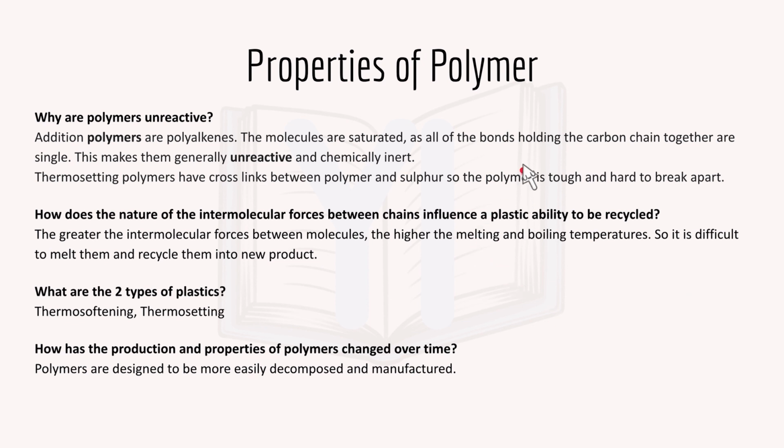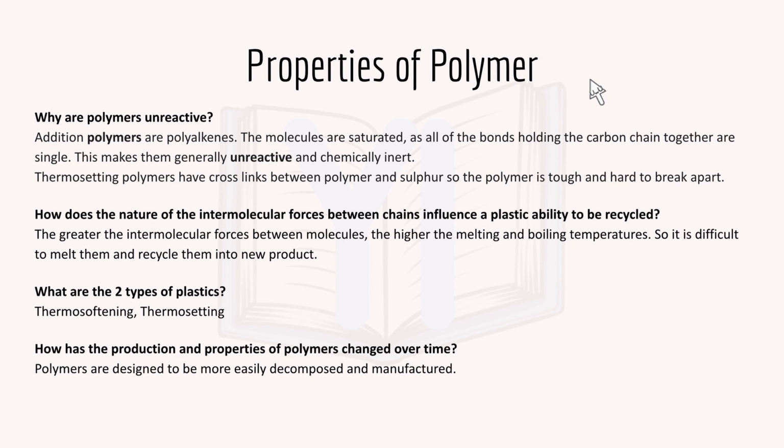So why are polymers unreactive? Addition polymers like polyalkenes, and these molecules are saturated as all of the bonds holding the carbon chain together are single bonded. This makes them generally unreactive and chemically inert. And thermosetting polymers have cross-links between polymer chains and sulfur, so the polymer is tough and hard to break apart, which we'll focus on later.